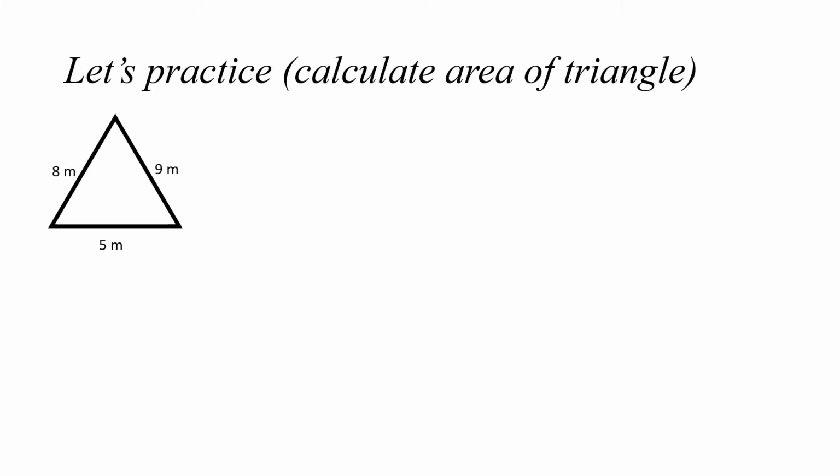So let's see if we could do some examples. I think I have 3 in this video. Let's see how fast we could do them. So here we have a triangle. It's a scalene triangle because all three sides are different. But what you need to understand is that we are given all three sides.